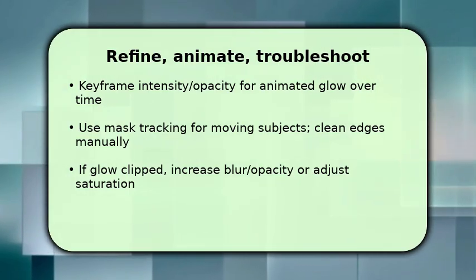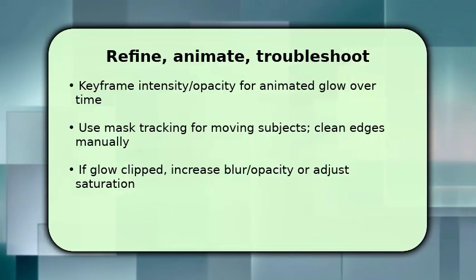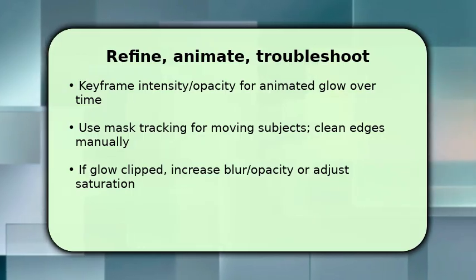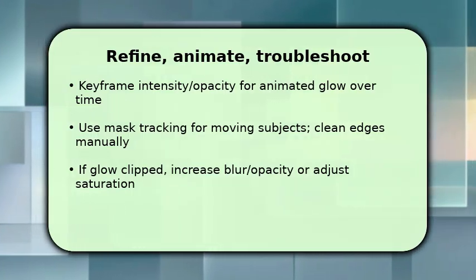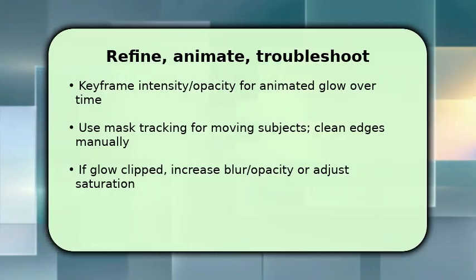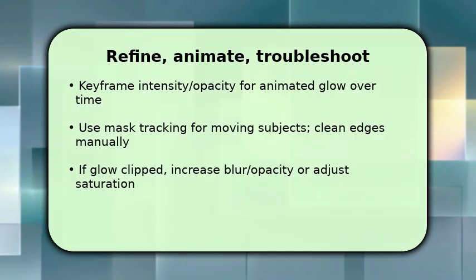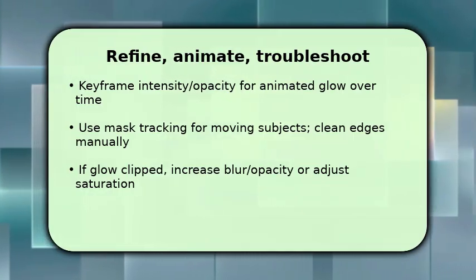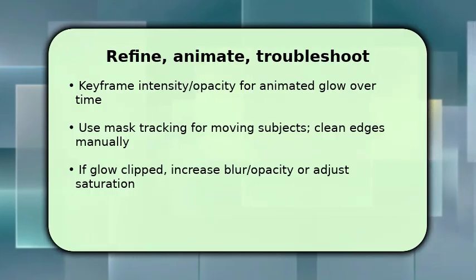If the subject moves, track the mask or manually adjust mask keyframes so the glow stays on edges. Make small saturation tweaks so the glow reads without color bleeding into skin tones. If the glow looks clipped or too sharp, increase blur on the duplicated layer or nudge opacity up. Conversely, reduce saturation or opacity if it overpowers the image.